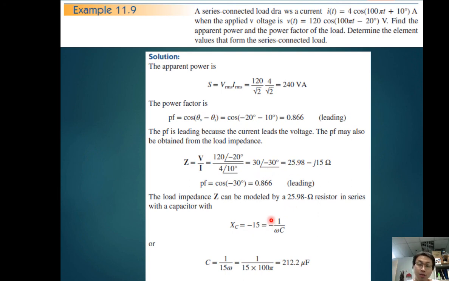So how can we get this one? Actually, it's from here. Z equals 25.98 minus j15. 25.98 is the resistor. Negative 15 is the capacitive reactance. So negative 15 equals negative 1 over j omega C, that is, 1 over omega C. So my C will be 1 over 15 omega. My omega here is 100 pi. So I found 212.2 microfarad.